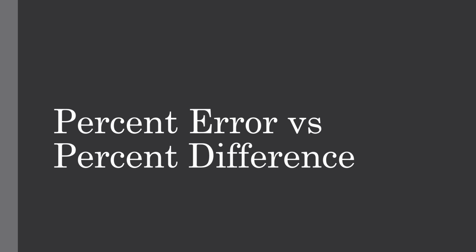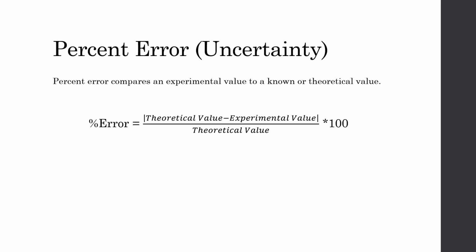So another topic that I want to go over to make sure that everybody's on the same page is percent error versus percent difference. Percent error or percent uncertainty is comparing an experimental value that you get in the lab to a known or theoretical value. An example of a known or theoretical value would be 9.81 meters per second squared for gravity, or the density of water, 1,000 kilograms per meter cubed. Those are theoretical values, okay?